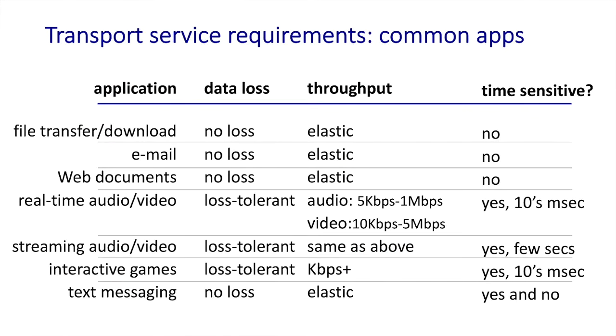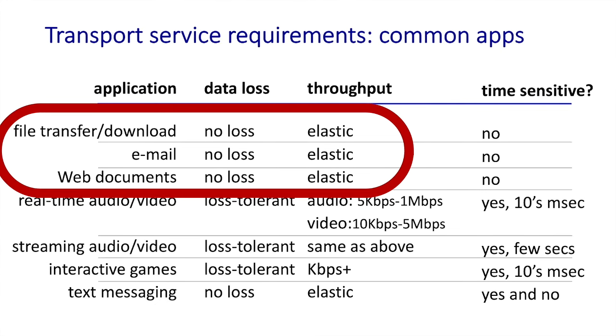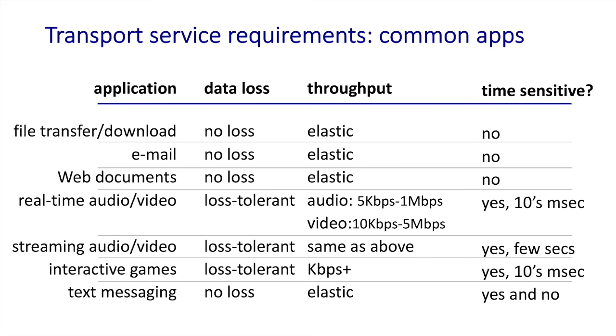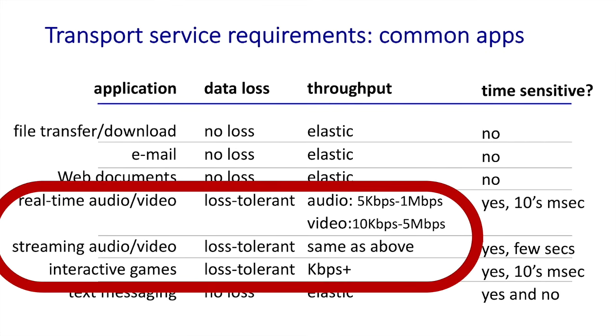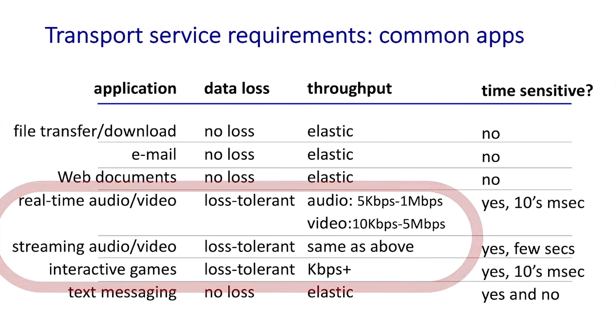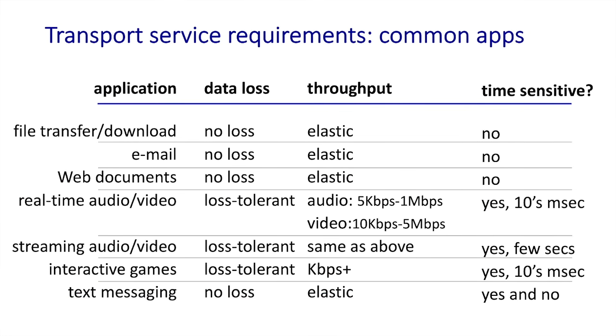And here are the transport service requirements of some common internet applications. You can see the first three: file transfer, email, and web documents cannot tolerate data loss, and they're generally elastic. They can make do with whatever throughput they can get, and they're generally not real-time, time-sensitive applications. On the other hand, real-time audio and video, streaming audio and video, and interactive games do tend to be a little bit loss-tolerant, but have much stricter throughput and timing requirements.